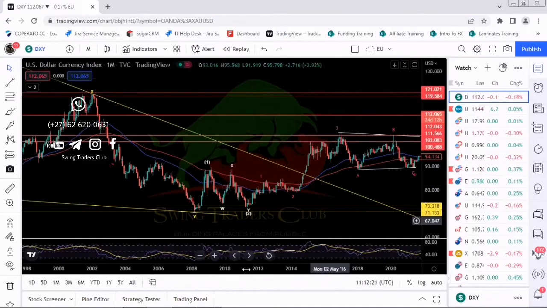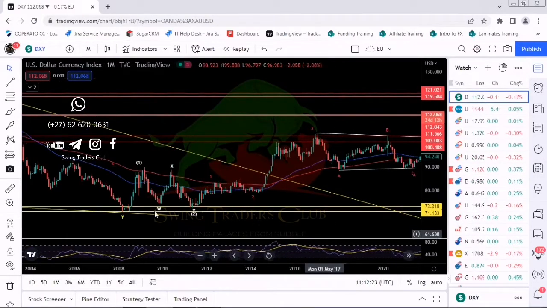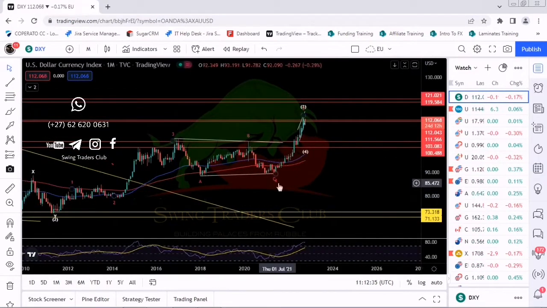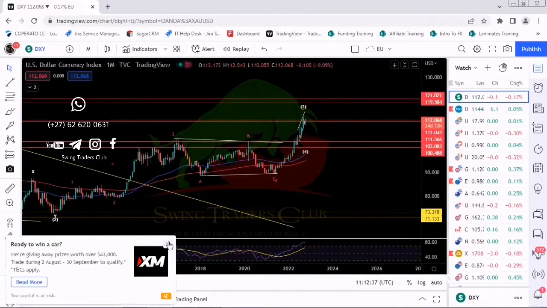Let's go. Right, it was formed from here. After finishing this Y, they came and gave you a strong one, W, X, Y for 2, and then 1, 2, 3, and then they took long on 4. Now they are doing 5.